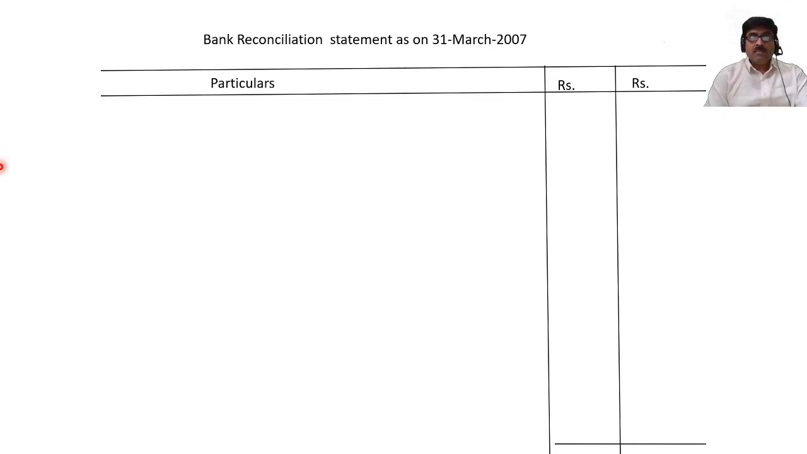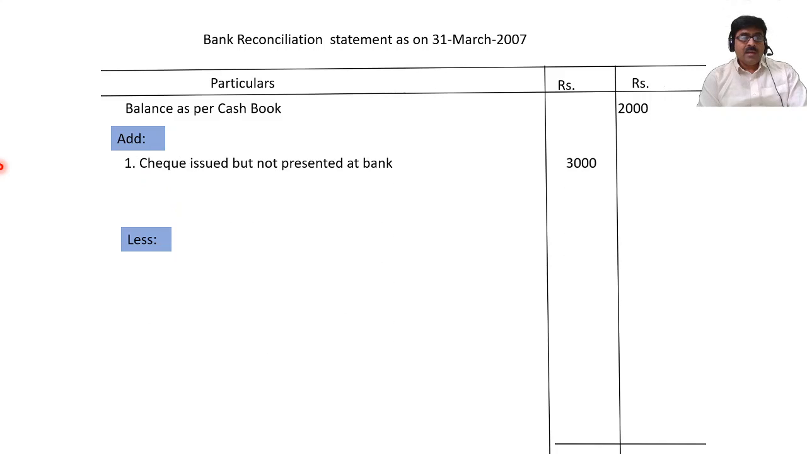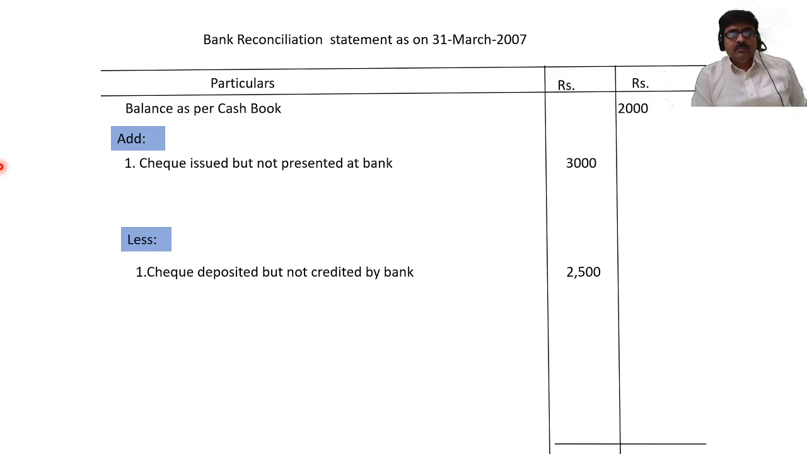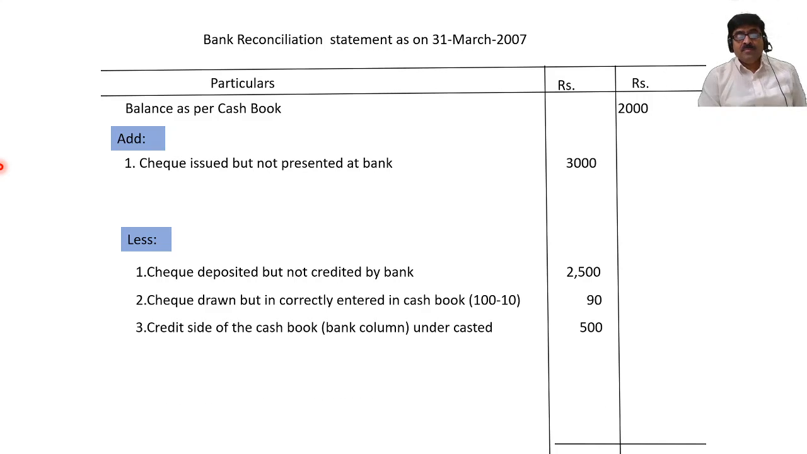Now prepare the statement. Balance as per cash book 2000. Add items, less items. Check issued but not presented at bank 3000. Check deposited but not credited by bank 2500. Check drawn but incorrectly entered in cash book. The difference is 90 rupees between cash book and passbook. Credit side of the cash book bank column undercasted 500 rupees.